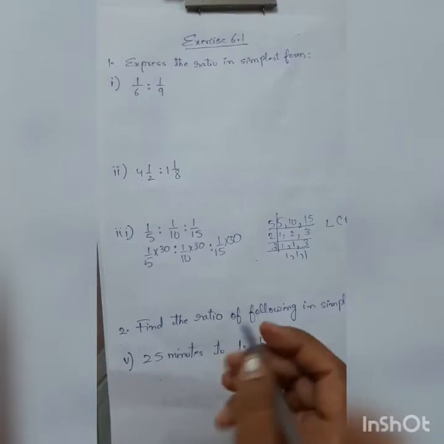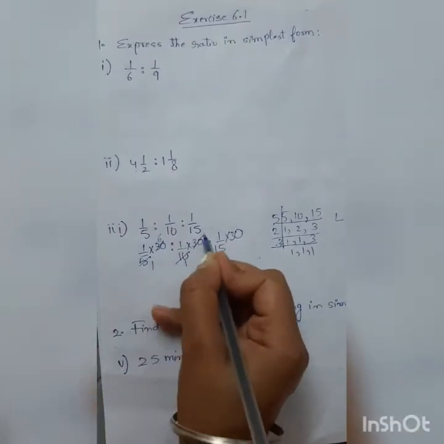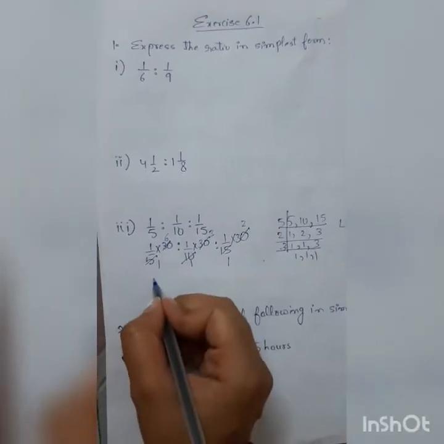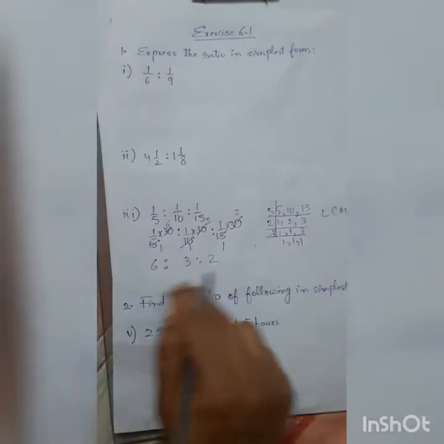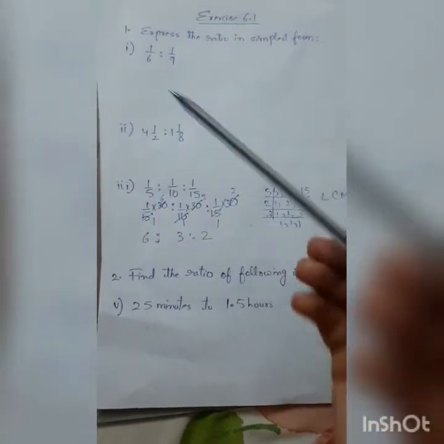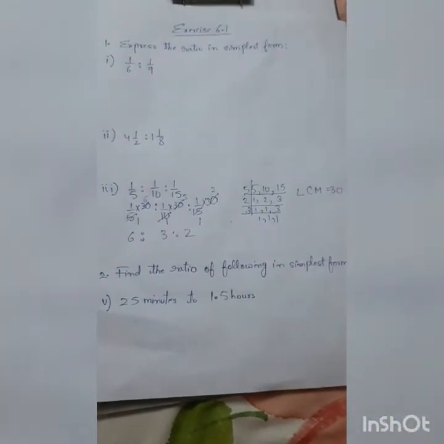So 5 1s are 5, 5 6s are 30. 10 1s are 10, 10 3s are 30. 15 1s are 15, 15 2s are 30. So my answer came, 6 is to 3 is to 2. This is my ratio in the simplest form. It is no longer in fraction form. So students, it is understood. First do the second part, and then the third part I have done for your reference.